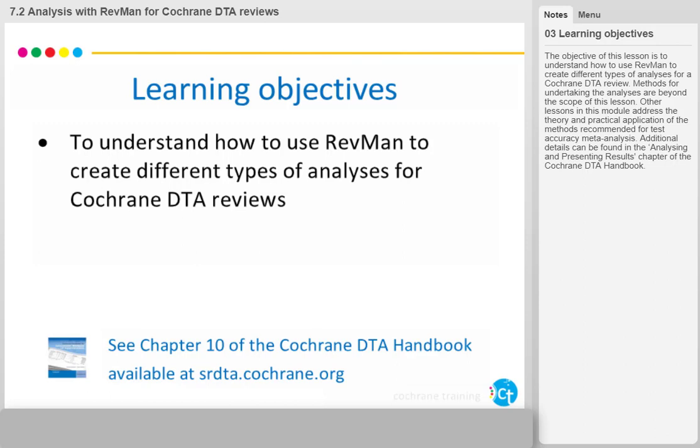The objective of this lesson is to understand how to use RevMan to create different types of analysis for a Cochrane DTA review. Methods for undertaking the analysis are beyond the scope of this lesson. Other lessons in this module address the theory and practical application of the methods recommended for test accuracy meta-analysis. Additional details can be found in the Analyzing and Presenting Results chapter of the Cochrane DTA Handbook.